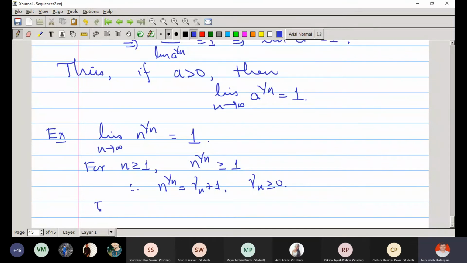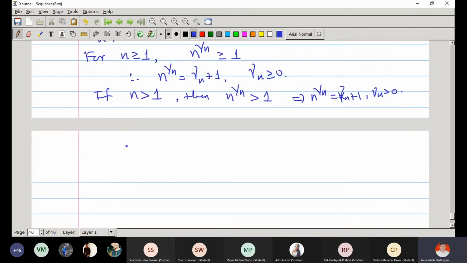But if n is strictly greater than 1, then n raised to 1 by n is strictly greater than 1 for all n. Right. If n is strictly greater than 1, then n raised to 1 by n is strictly greater than 1, and therefore n raised to 1 by n is equal to gamma n plus 1, and here gamma n is a strictly positive quantity. So is it clear what I am saying? Yes, sir. Okay.